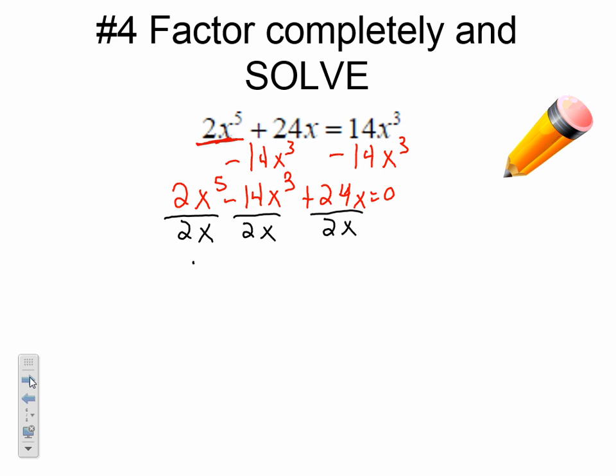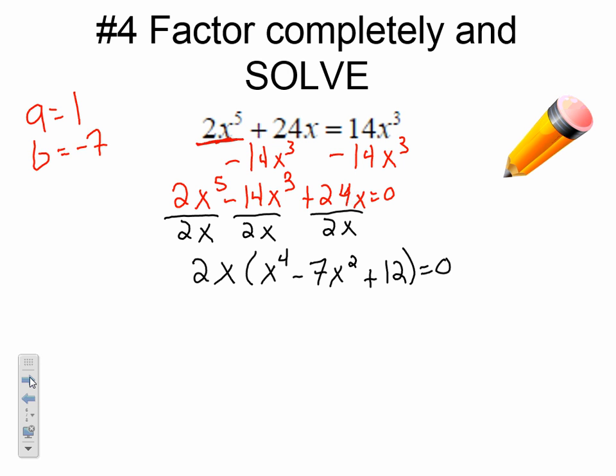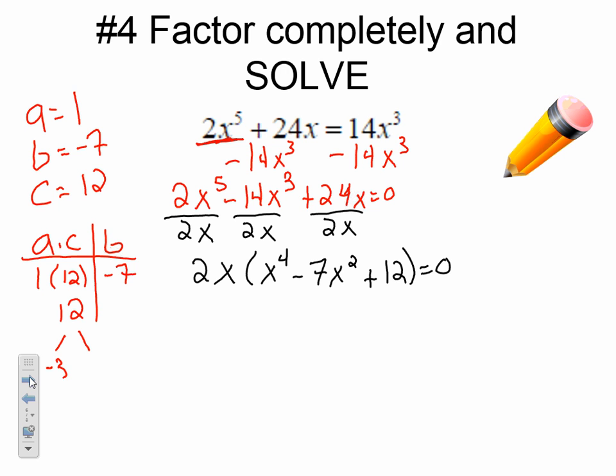Now, greatest common factor, I can take a 2 and an x out of each one of these. So I get 2x out in front, x to the 4th minus 7x squared plus 12 equals 0. Now that I have 3 terms, I'm going to use the AC method. A equals 1, B equals negative 7, C equals 12. A times C has to add up to B, so 1 times 12 is 12, and the factors have to add up to negative 7. 12 factors into negative 3 and negative 4. If I add those together, I get negative 7.